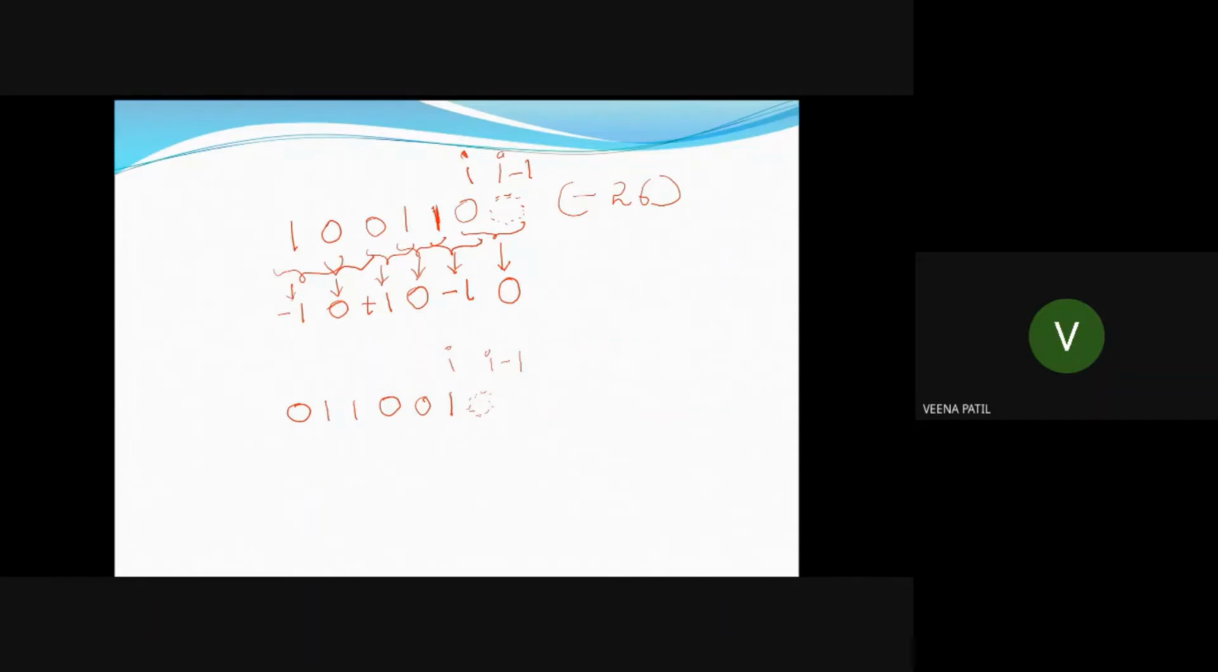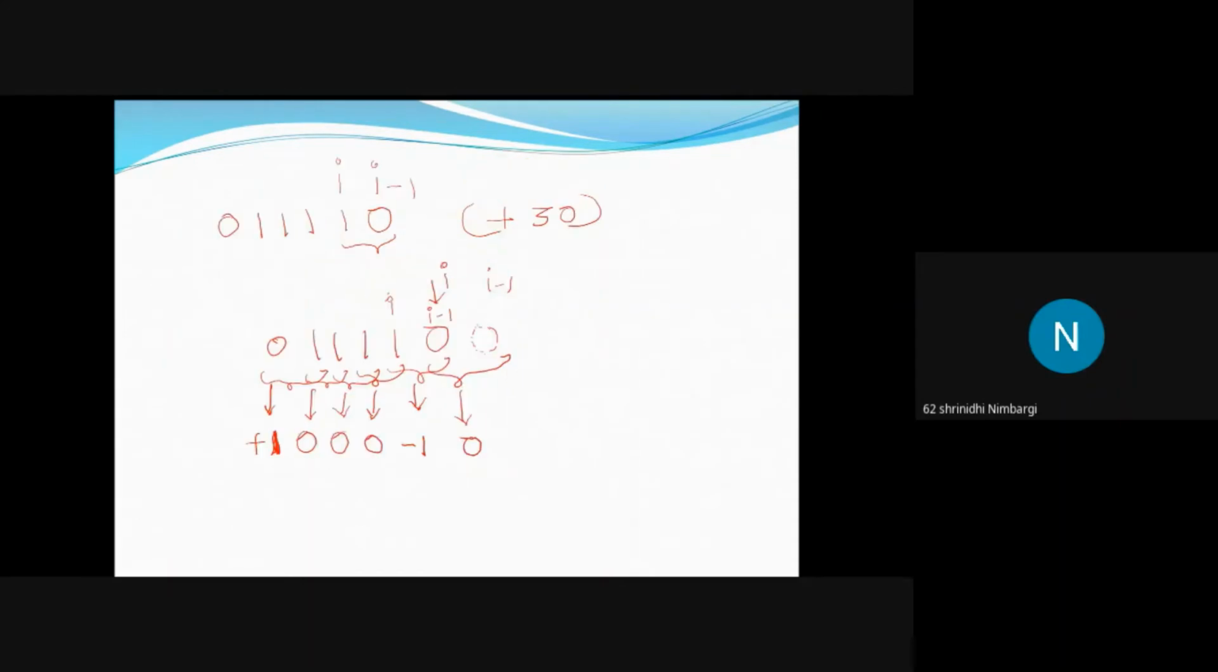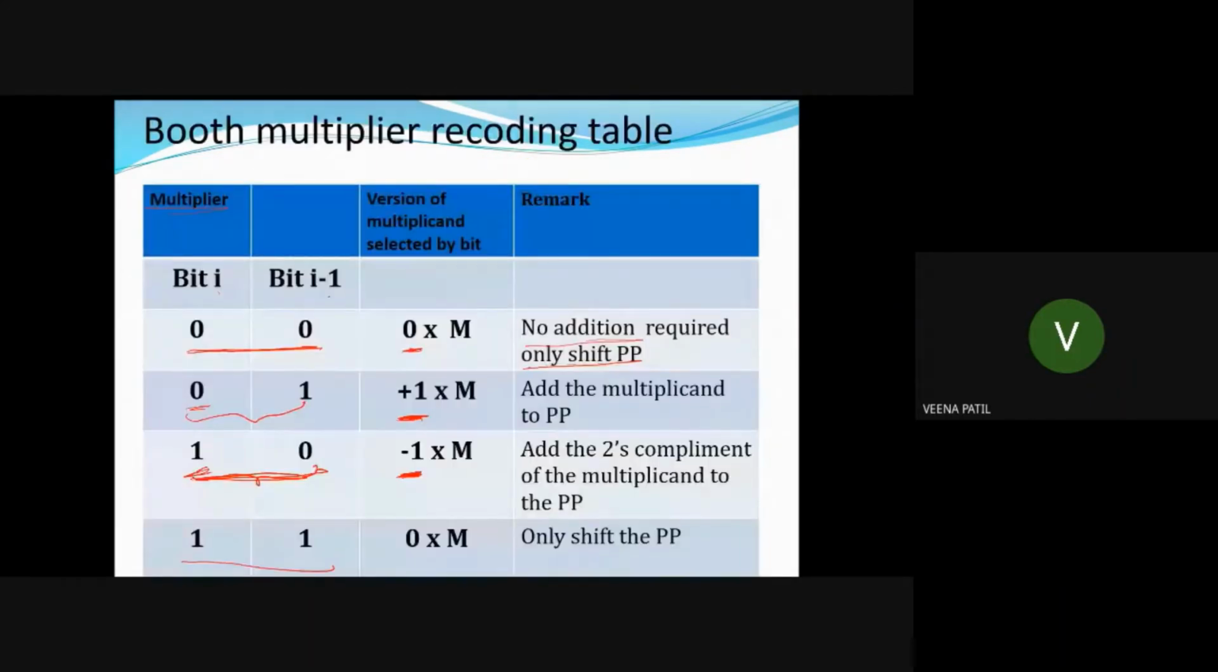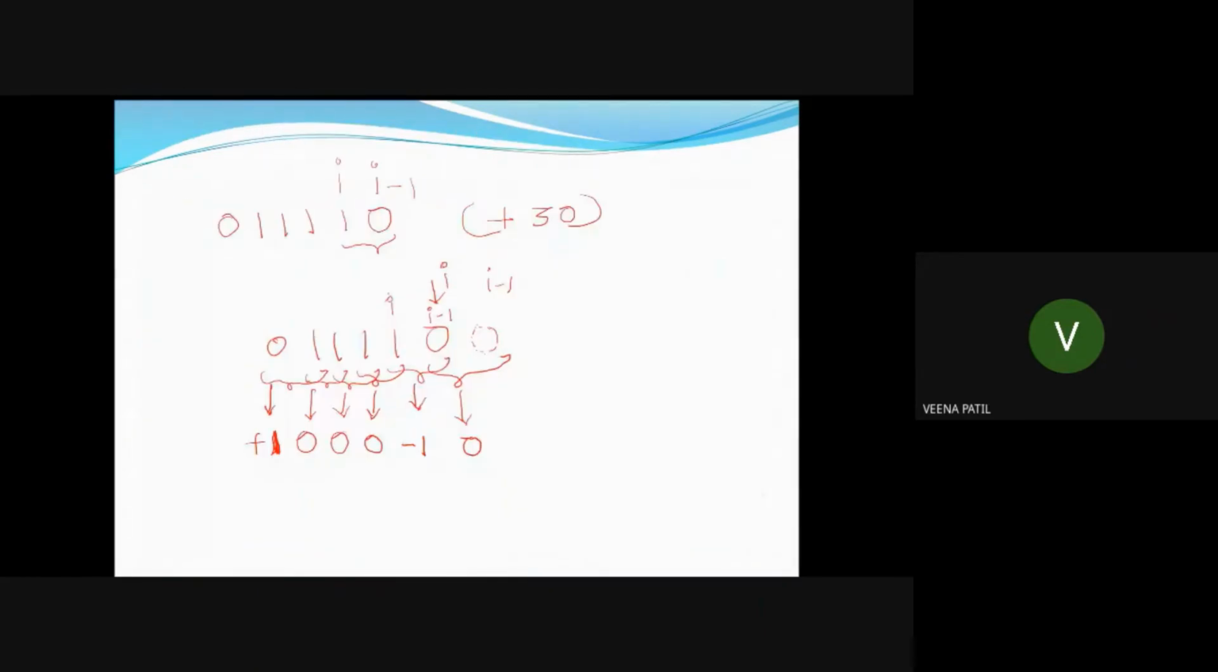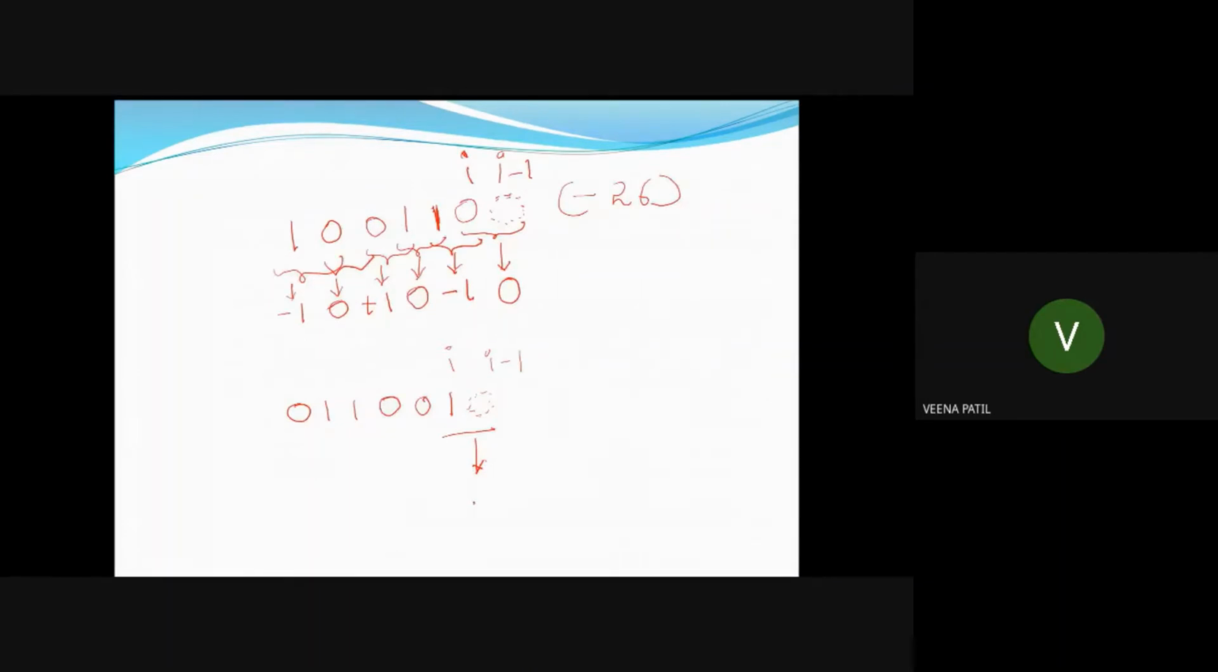Imaginary bit is 0. Now please record it and tell me what will be the recorded multiplier. Can you tell me? For the first two bits, the sequence is 1, 0, so minus 1. Look at the table. If it is 1, 0, then I have to write -1. So it is -1.